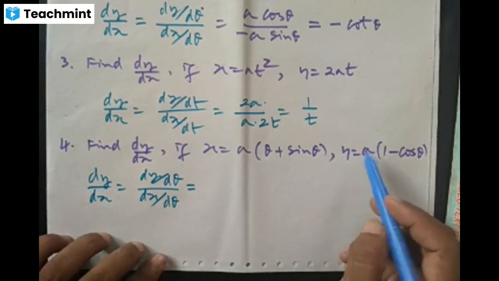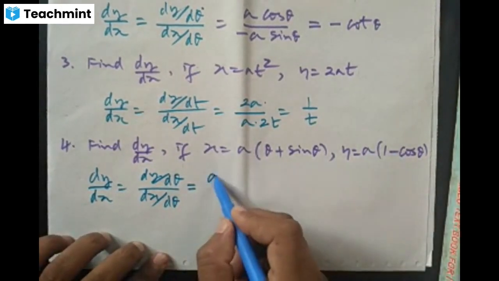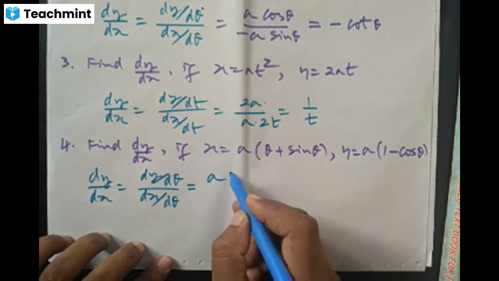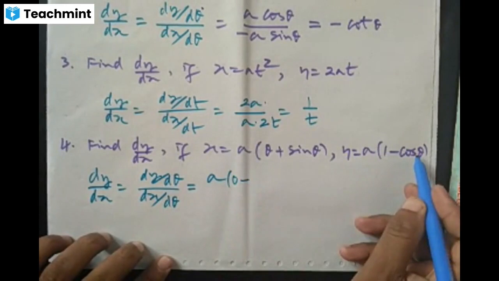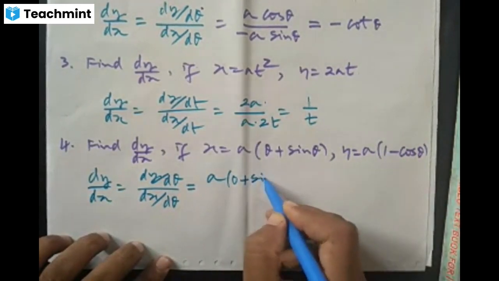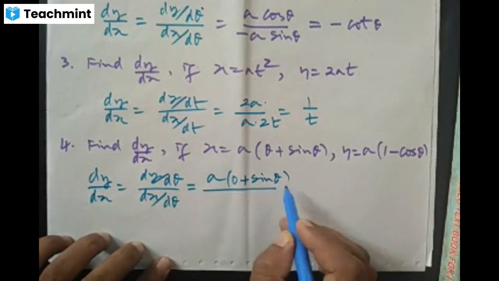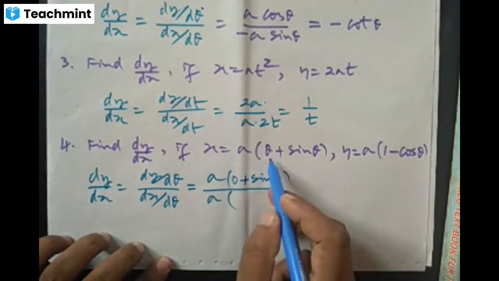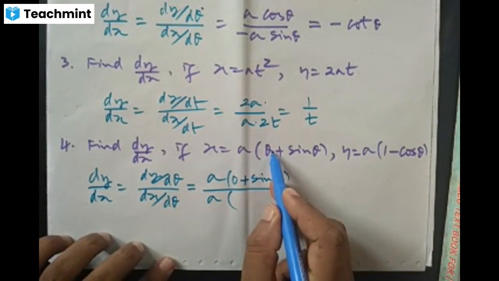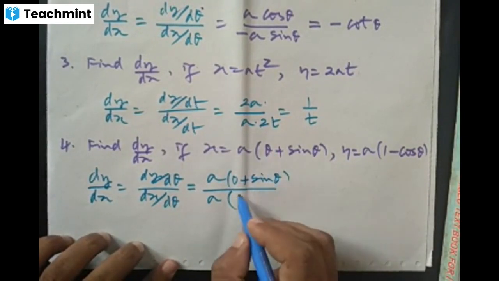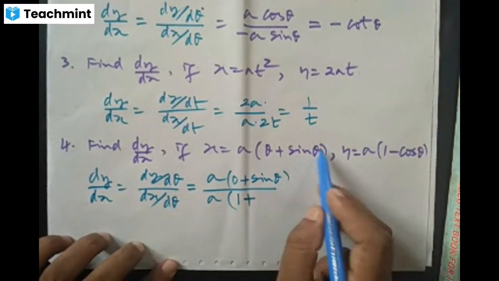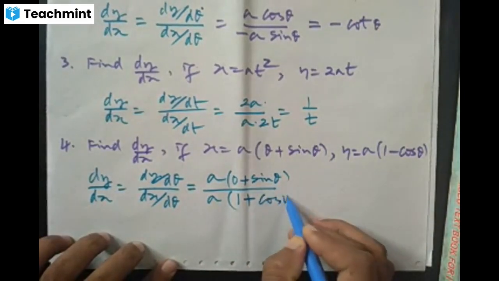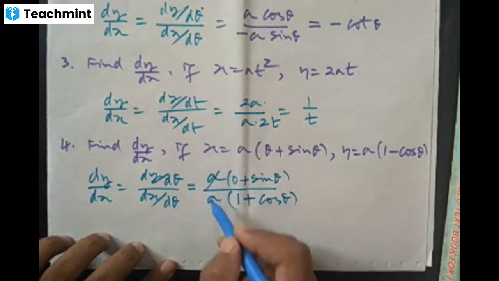First, we shall write dy by d theta: a into derivative of constant 1 is 0, right? Minus derivative of cos theta is minus sin theta, minus of minus is plus sin theta, correct? Divided by dx by d theta: a into derivative of theta with respect to theta, that is 1, plus derivative of sin theta, which is cos theta, correct? Now we can cancel out a and a.